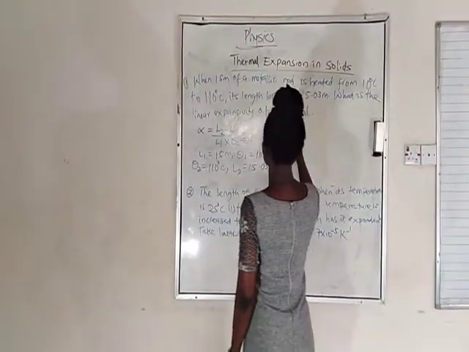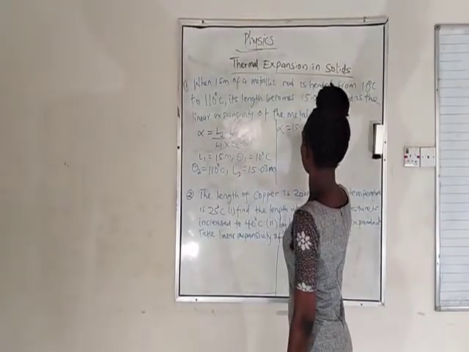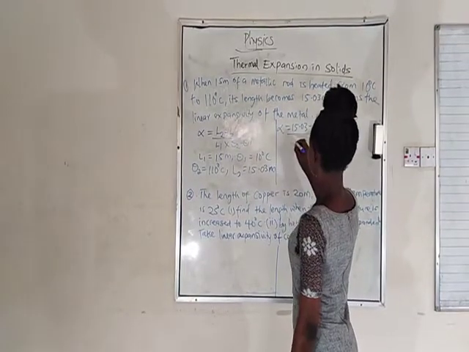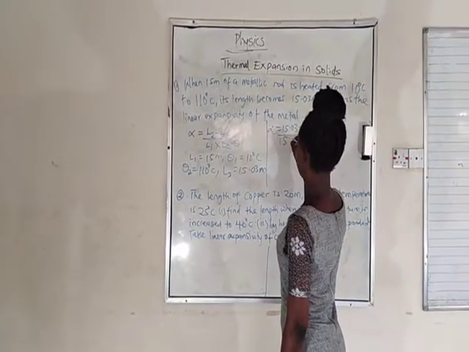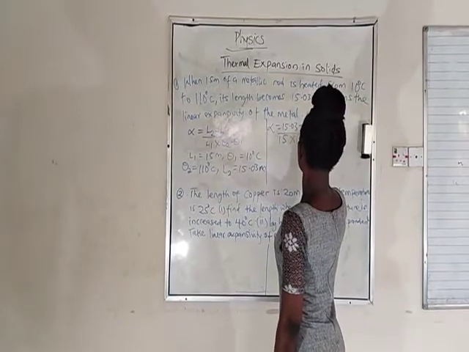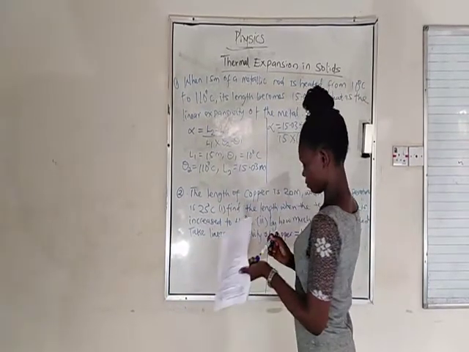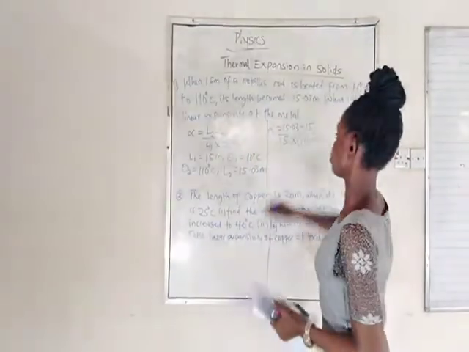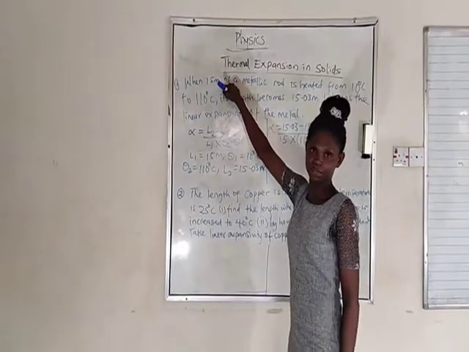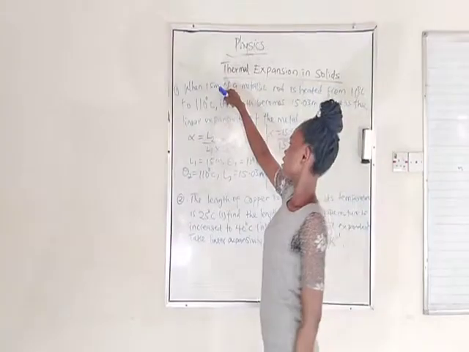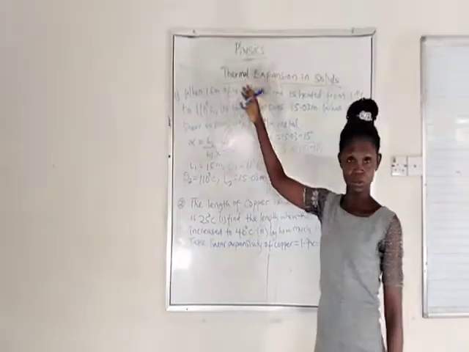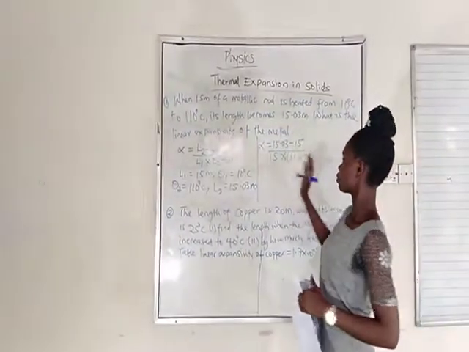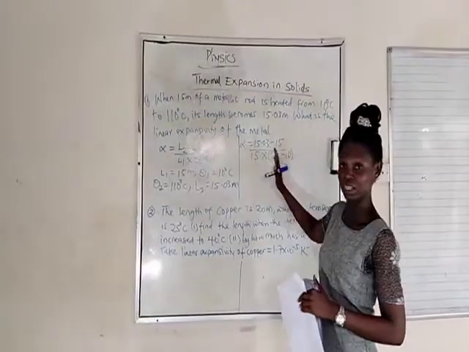Your alpha is going to be equal to 15.03 minus 15 all over 15 times 110 minus 10. Take note that this question is given to us in meters. Many times, the question will be given to you in centimeters or in millimeters, and you should apply your conversion factor here. For this question, we are given in meters, so we use it directly.